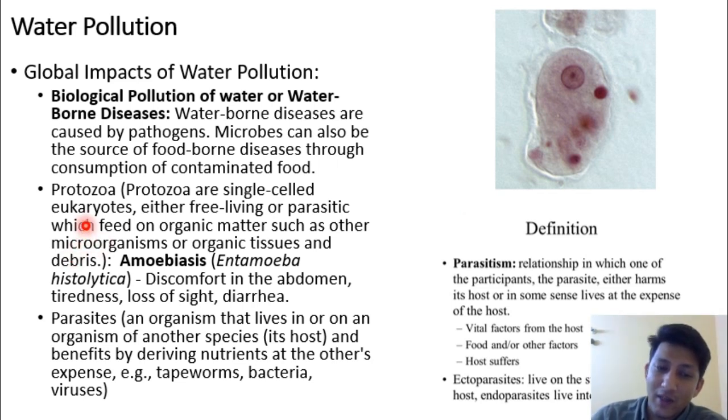So a parasite could be a protozoa. Okay, it is a single cell organism. Amoebiasis is the name of the disease which is caused by this parasite, Amoeba histolytica. Okay, so you just need to remember one or two names. It will cause discomfort in the abdomen. It can even cause loss of sight.